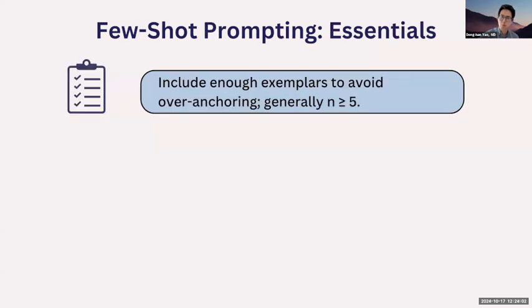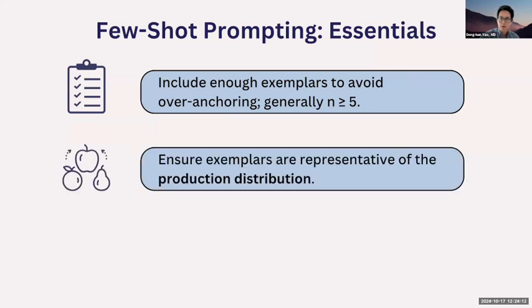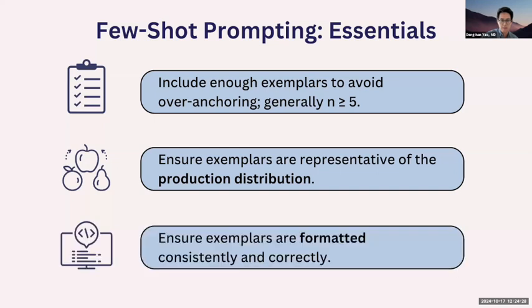And so the way you give these examples really, really matters, right? You want to avoid over-anchoring. So generally you want to include between 5 to maybe 20 examples. You want to make sure that the examples are representative of the production distribution. And so the ordering actually really matters. For instance, if you add all the positive examples first and then add all the negative examples at the end, the model actually reads into that and thinks that's a pattern that's important when in reality it's not. And then finally, you want to make sure it's formatted correctly.